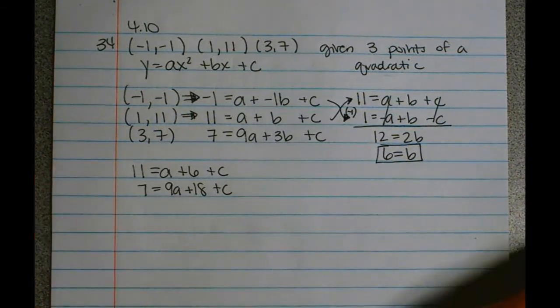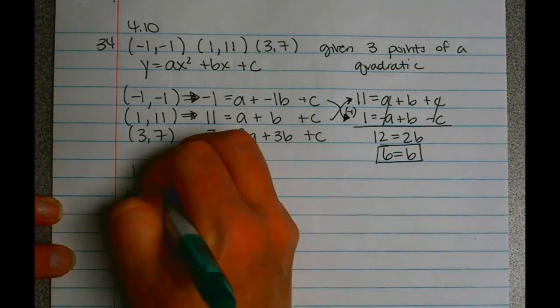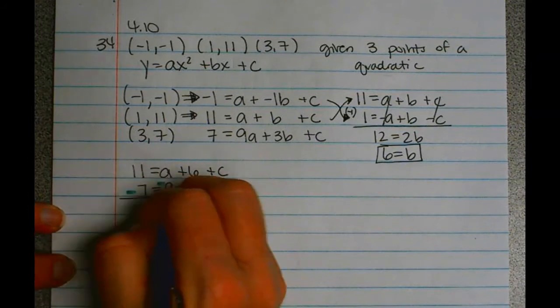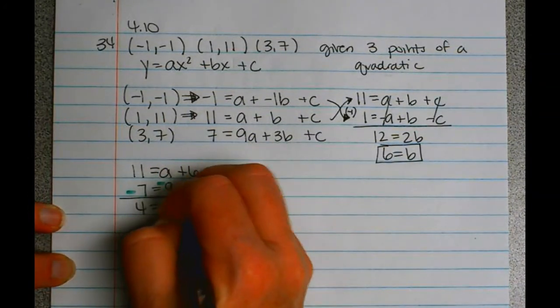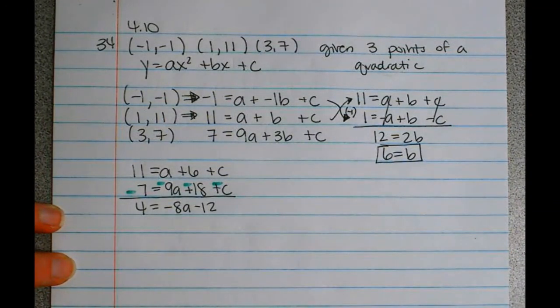What can we do between the two so that something will cancel? You multiply by negative. Which one? First one or second one? Second one. Okay. So I can make them all negative. And I could rewrite them again with the 18, but I'm not going to. Just for now, I'm going to change all the signs. And that gives me 4 equals negative 8A minus 12. Is that right? Okay.